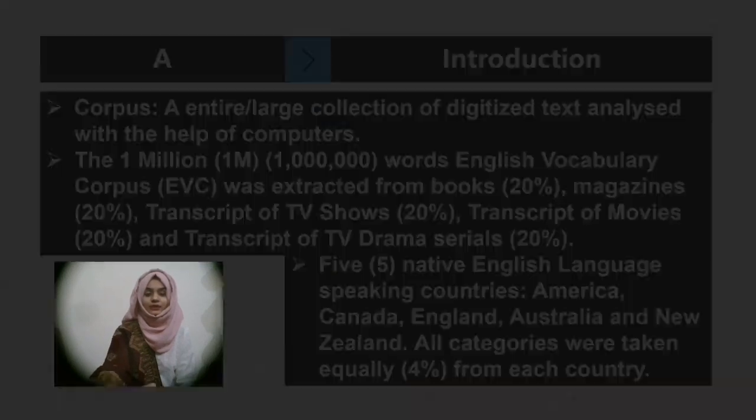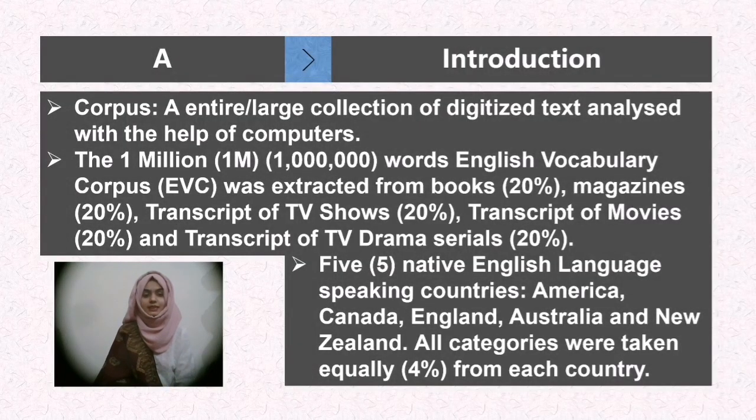So basically, what is a corpus? In linguistics, a corpus or a text is a language resource consisting of a large and structured set of texts. In corpus linguistics, corpora are used to do statistical analysis and hypothesis testing, checking occurrences or validating linguistic rules within a specific language territory. So basically a corpus is an entire large collection of digitalized text analyzed with the help of computers.